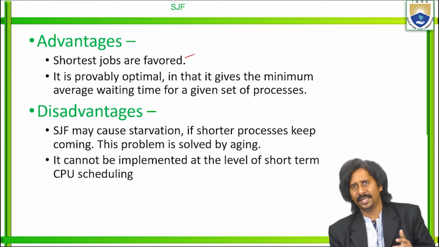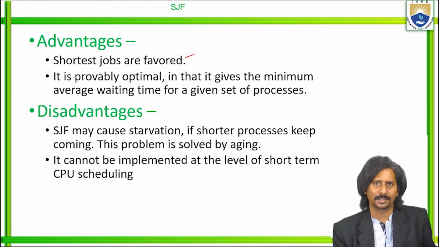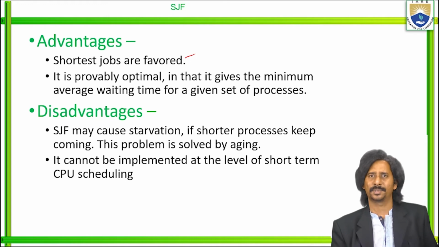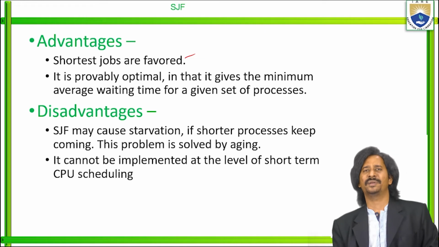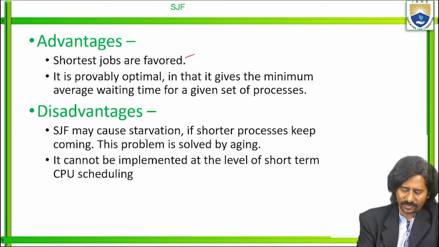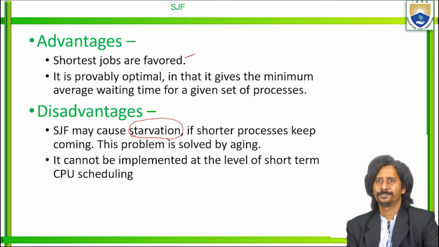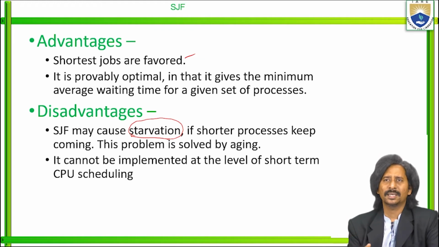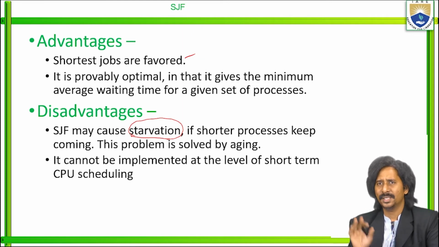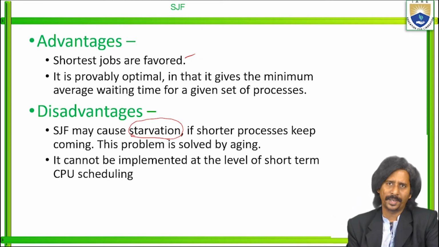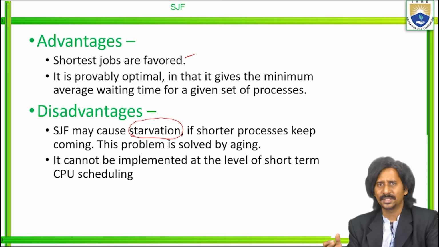See, definitely any algorithm has some drawbacks, right? Based on the particular drawbacks, we need to improve the next algorithms. So what is the disadvantage of the SJF scheduling algorithm? SJF may cause starvation. So this is very important. SJF may cause starvation. So what do you mean by starvation? If any particular process has a long burst time, that particular process is waiting for a long period of time, right? So that is the starvation.